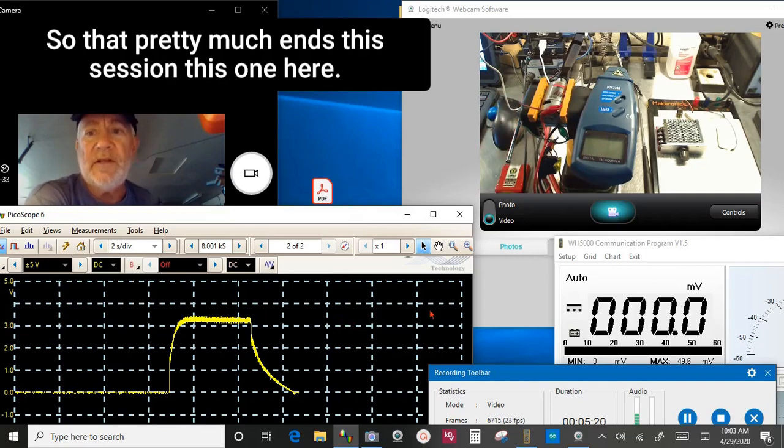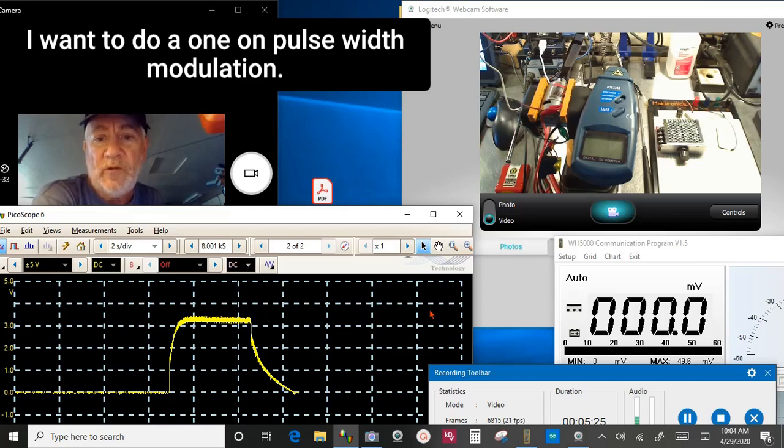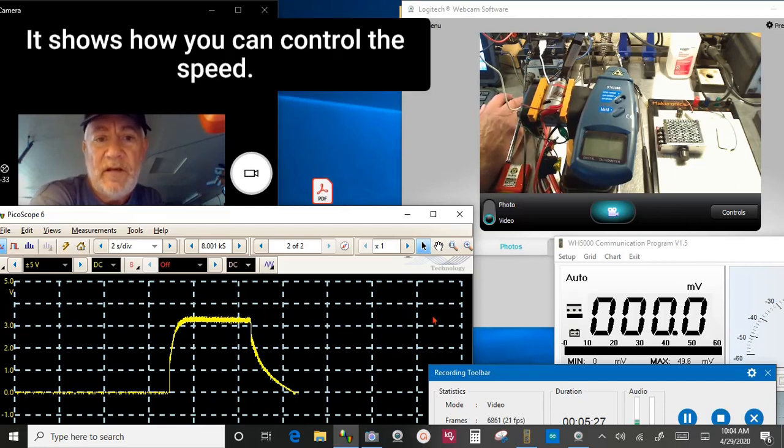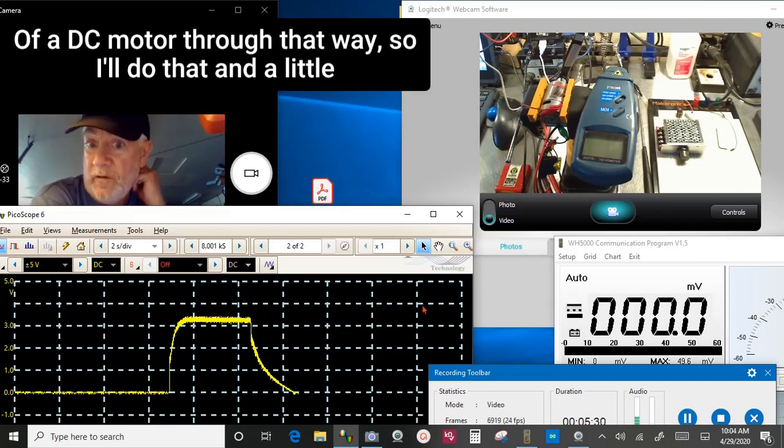So that pretty much ends this session. I want to do one on pulse width modulation that shows how you can control the speed of a DC motor that way. So I'll do that in a little while here.